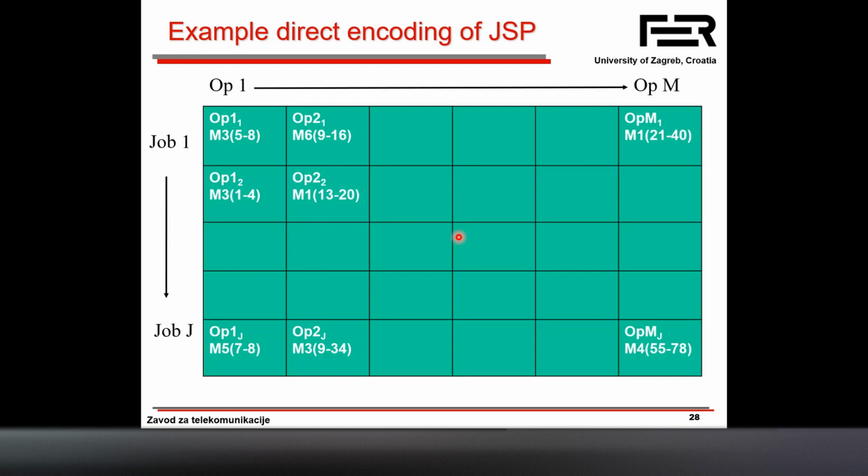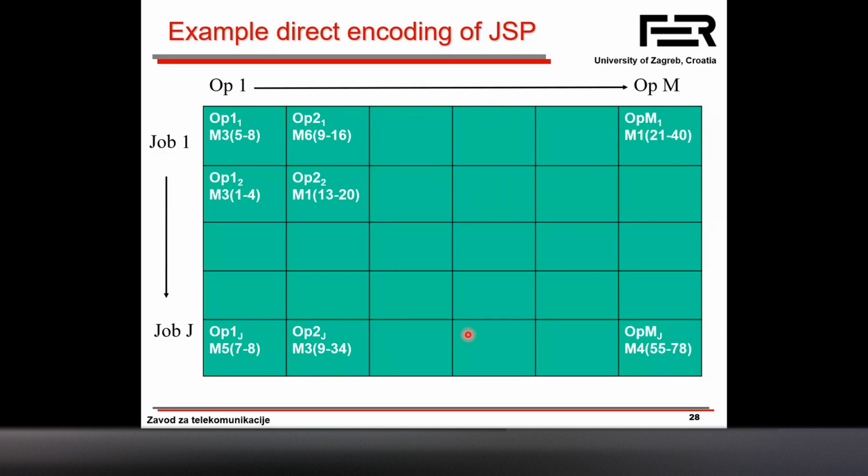If we look at the problem itself, over here we have shown jobs. So we have J jobs, 1 to J, and we have M different operations. What is indicated in this picture? For example, in this first square, this means that job 1 consists of operation 1. It will be performed on machine 3 in the time interval between 5 and 8 time units. Then operation number 2, also corresponding to job 1, will be performed on machine 6 from 9 to 16 time units, and so on.